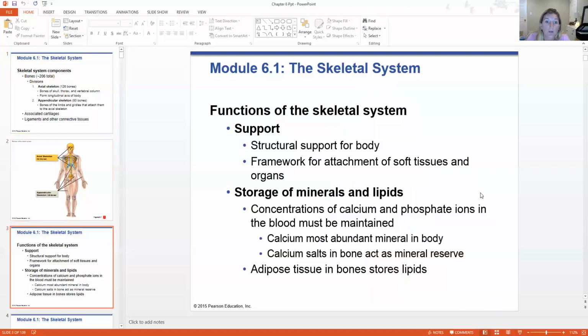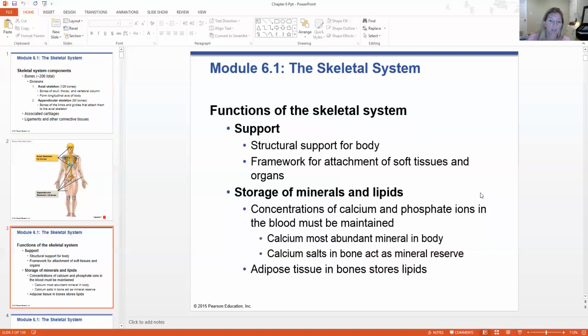First function is support. Obviously, it's there for support for our whole body. It provides a framework for attachment of all of our soft tissues, some organs, etc. It's also there for storage of minerals and storage of lipids. Did you know that adipose tissue can be stored inside your bones? Yep. There's also concentrations of calcium, phosphate, magnesium, etc. in your bones. And so your bones act as a reservoir for this.